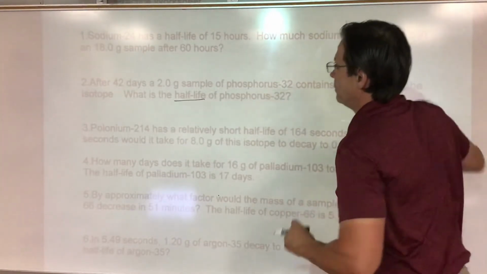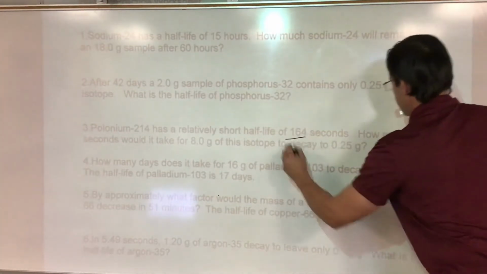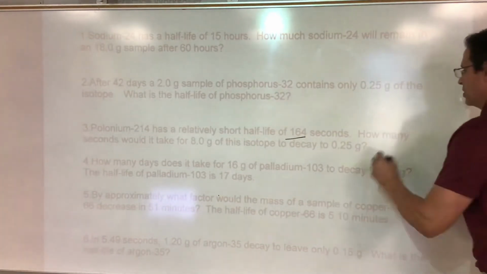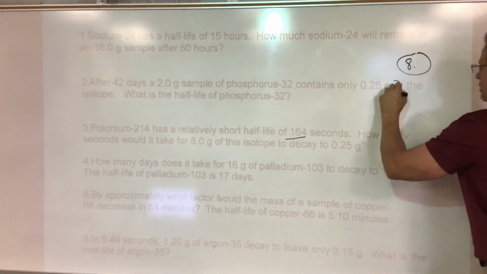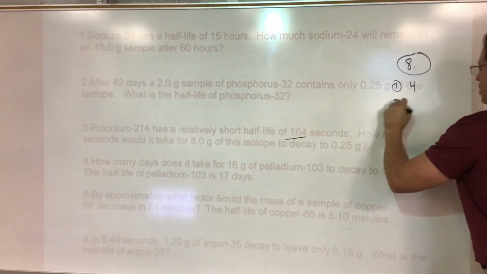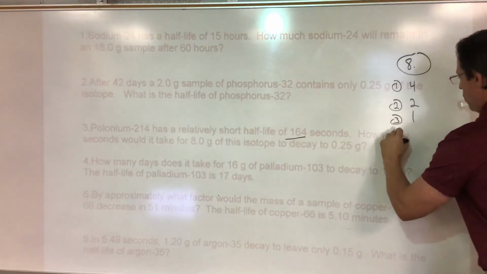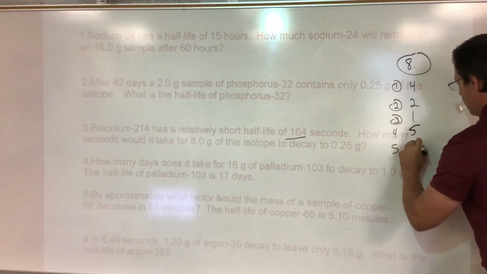All right, third one, polonium-214 has a relatively short half-life, 164 seconds. How many seconds would it take for 8 grams to decay to 0.25? So similar to what we just did, 8 grams. Half of 8 is 4. Half of 4 is 2. Half of 2 is 1. Half of 1 is 0.5. And half of 0.5 is 0.25. So that's what I was wanting.